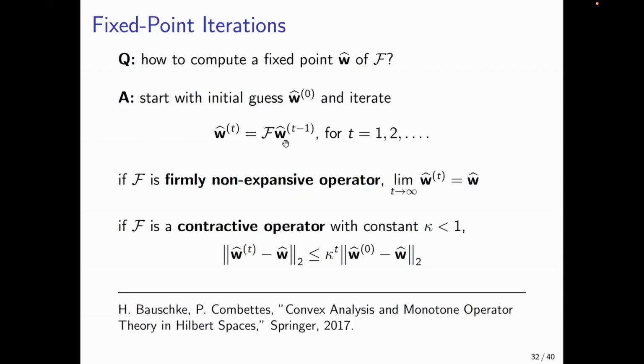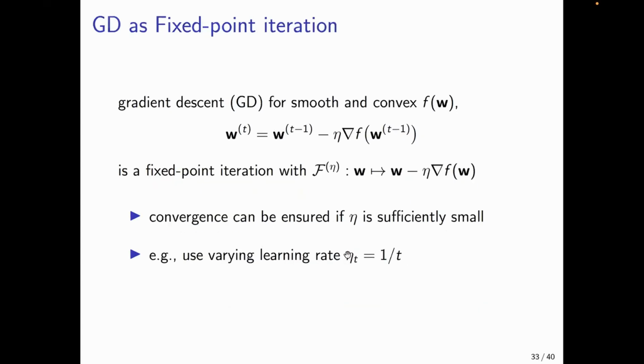Here we have already an iterative algorithm, which is constructed by this operator f. This is the update step that we have to do to take the current model parameters at the current iteration and get better model parameters at the next iteration. So that's the third step in our workflow. We iterate this operator. We do a fixed point iteration.